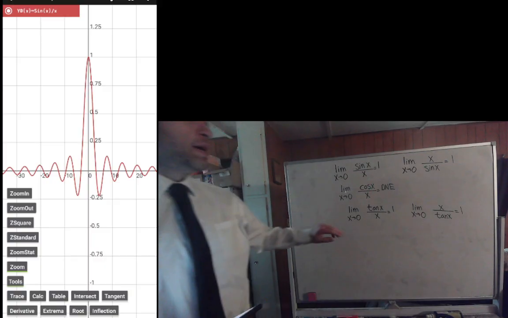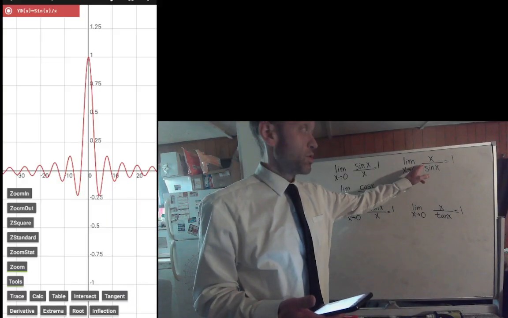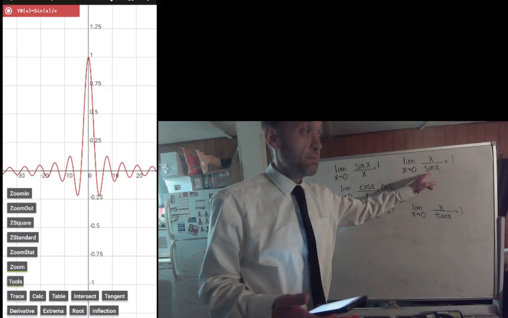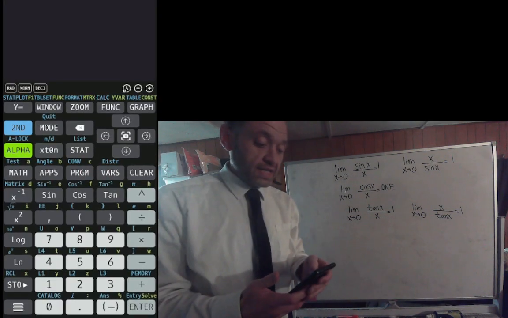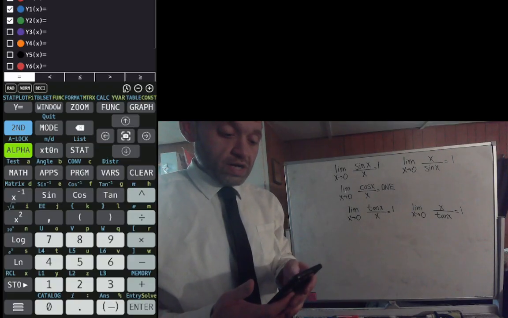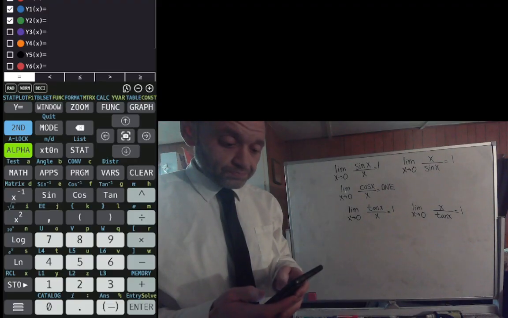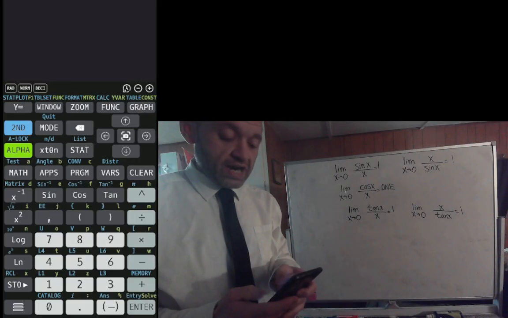And then we have the limit as x approaches 0 of the reciprocal function would equal 1, and that makes sense because x divided by sine of x is simply the reciprocal. But nonetheless, I am going to graphically prove what I'm saying. I don't expect you to just take my word for it. So let's put that in here. Let's graph that.